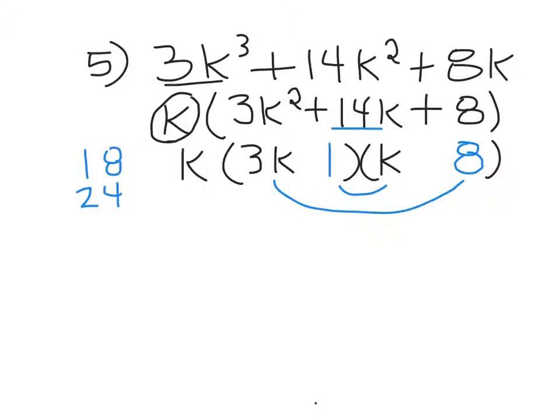So no big deal. I'm going to erase this and I'm going to try to switch them. So now I'm going to put the 8 first and the 1 here. So now the middle term is 8k and the outside terms are 3k. 8k and 3k is 11k, not the 14.